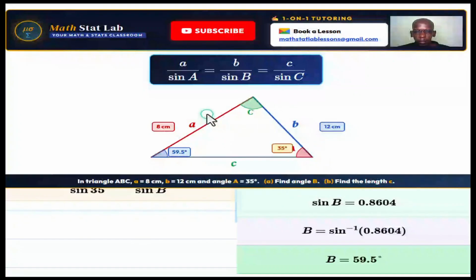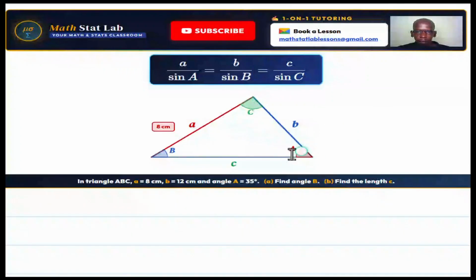We have the length of A now, 8 centimeters. We have the length of B, which is 12 centimeters. And we have angle B, which is 59.5 degrees, the one we have found. And we also have angle A, which is 35 degrees. So we are only missing angle C and length of C, so that this triangle can be complete with the angles and the sides.